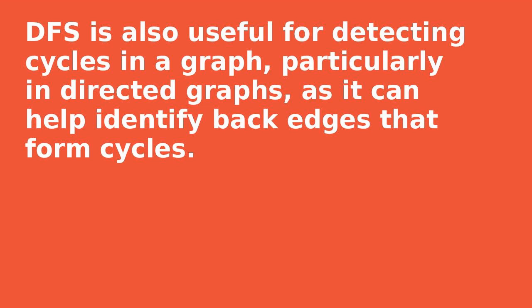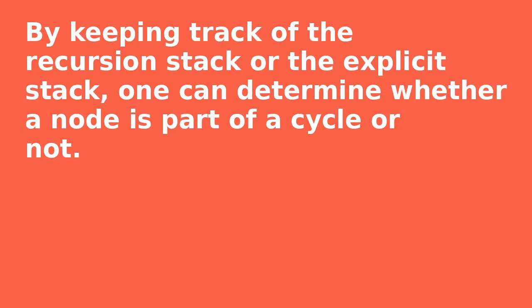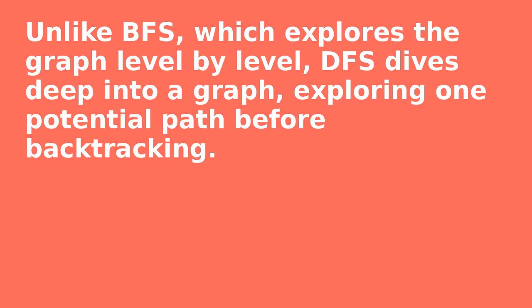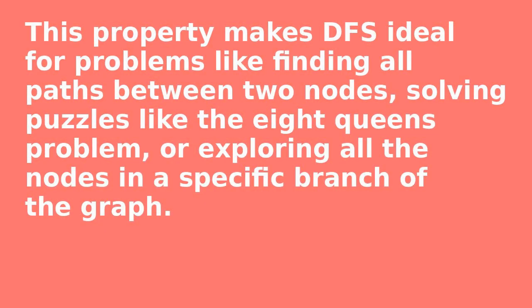as it can help identify back edges that form cycles. By keeping track of the recursion stack or the explicit stack, one can determine whether a node is part of a cycle or not. Unlike BFS, which explores the graph level by level, DFS dives deep into a graph, exploring one potential path before backtracking. This property makes DFS ideal for problems like finding all paths between two nodes, solving puzzles like the 8 queens problem, or exploring all the nodes in a specific branch of the graph.